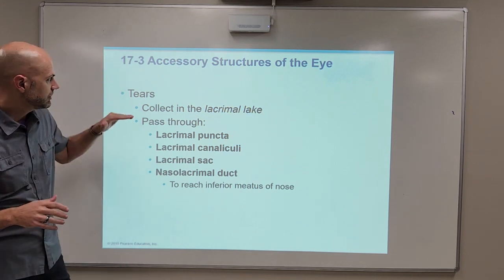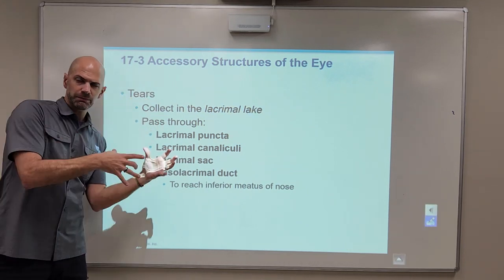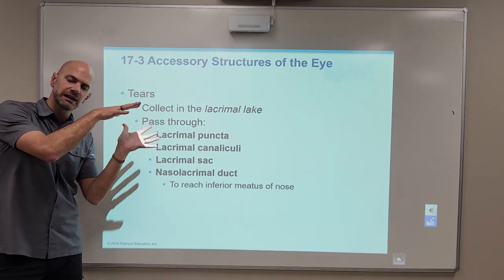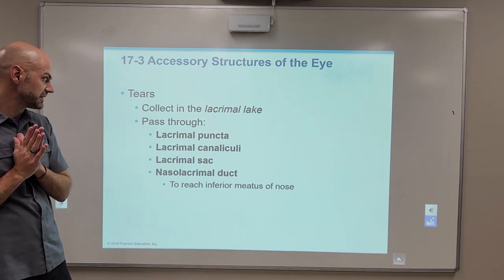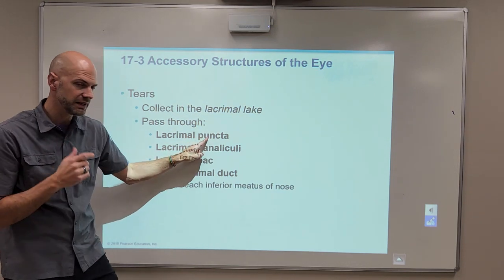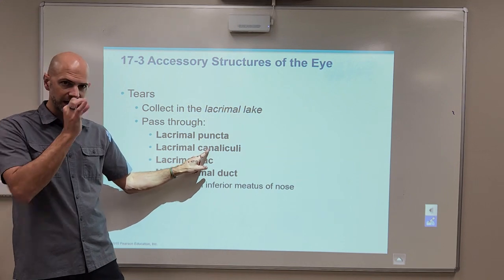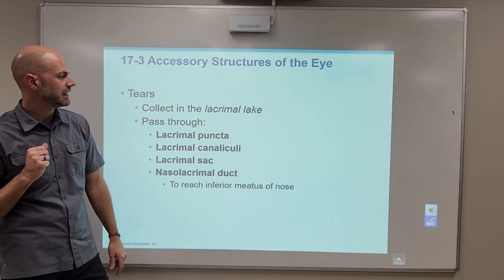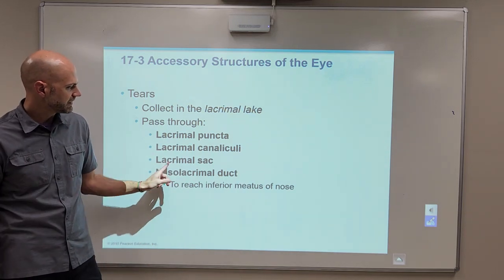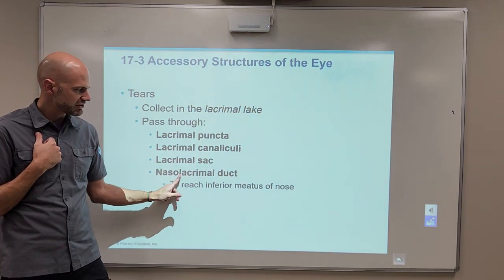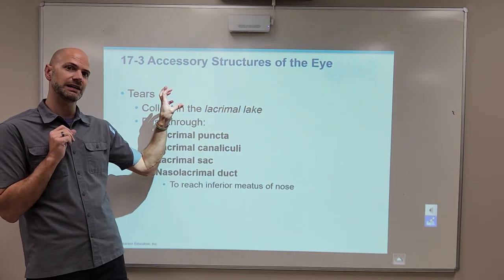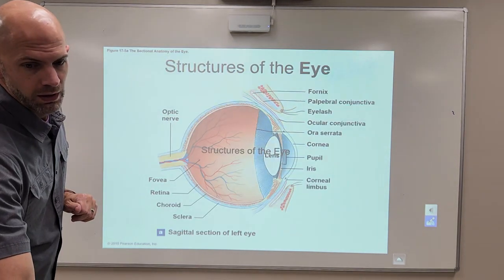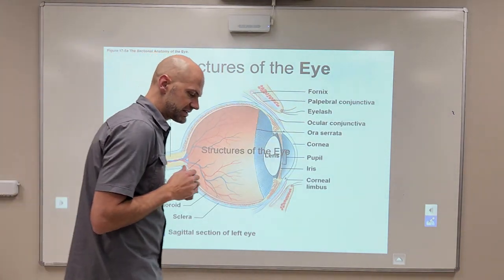Okay, so tears. We have to know where they're produced, how they flow from their source into the eye, and then where they drain. That's what we had talked about. The puncta are the openings that are medial. The canaliculi are the ducts that are taking the tears from the eye into the lacrimal sac. The lacrimal sac leads to the nasolacrimal duct, which connects the eye to the nose. So that wraps up the accessory structures.